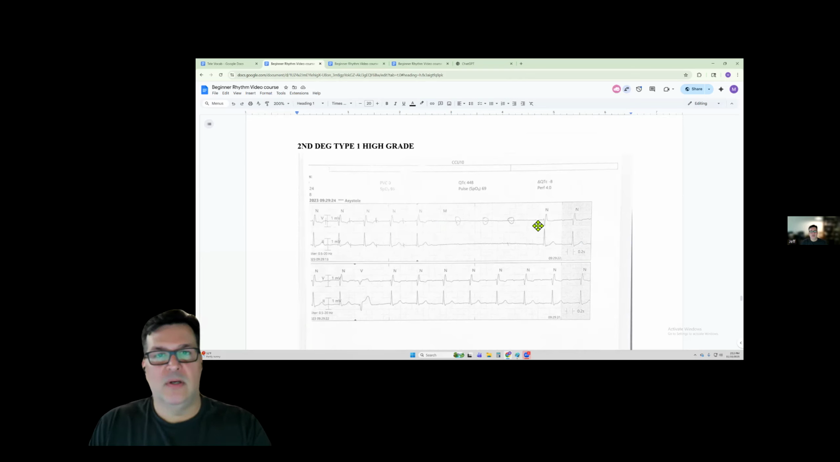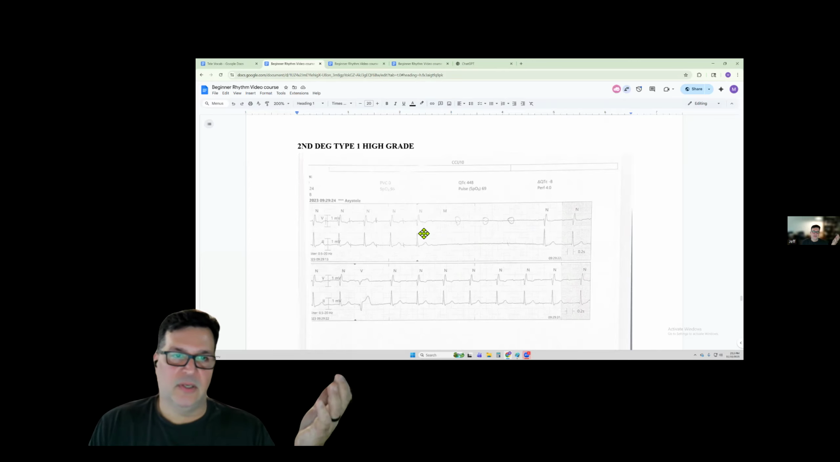So again, using your 2 conducted beats, your next one, compare this PR interval here to the last conducted over there. See how much longer this is right here. That little notch right there is your P wave, and that's your P wave right there. This is much longer, so you know this had the PR interval progression, which tells you it's a type 1.